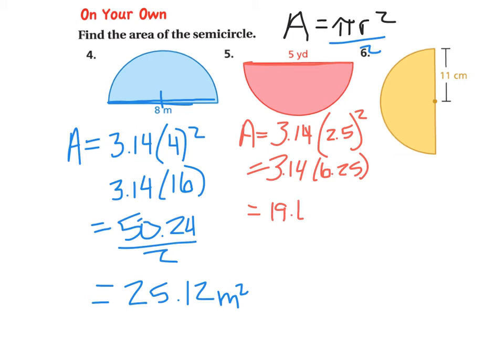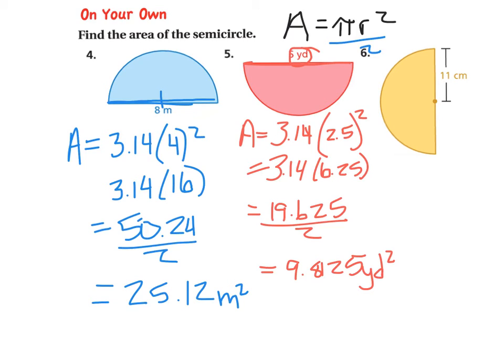gives you 19.625. And again, this is a semicircle, so now we got to divide this by 2 because it's a half a circle, not a whole circle. And you're going to get 9.8125. Now, if you rounded this to 1 or 2 decimals, I'm not going to count off for that. Make sure you label it. We're talking about yards. It gives you the measurement right here.